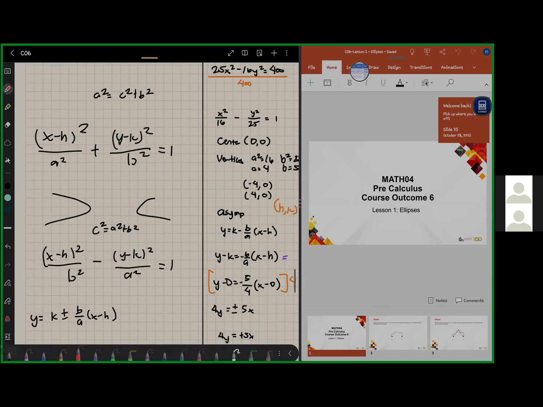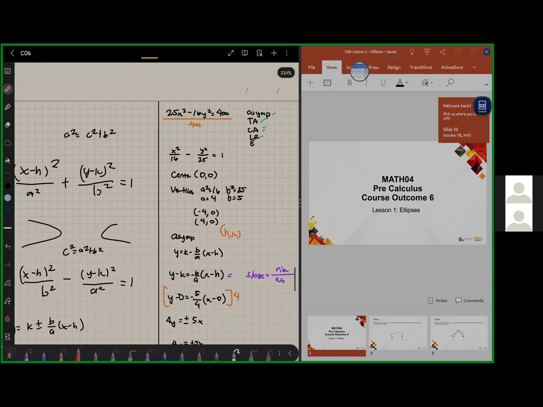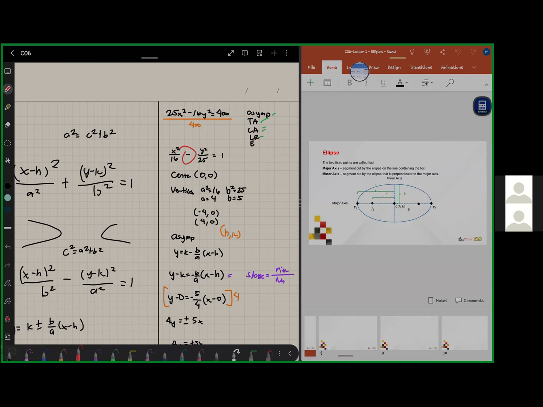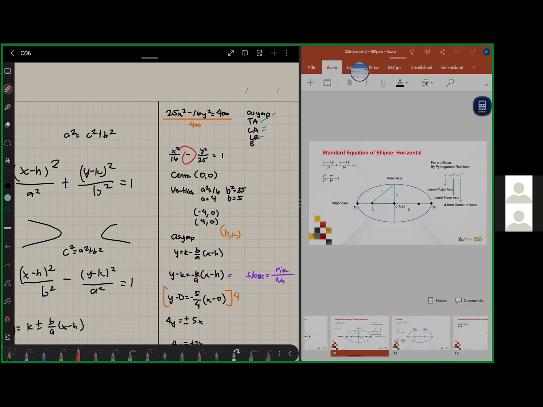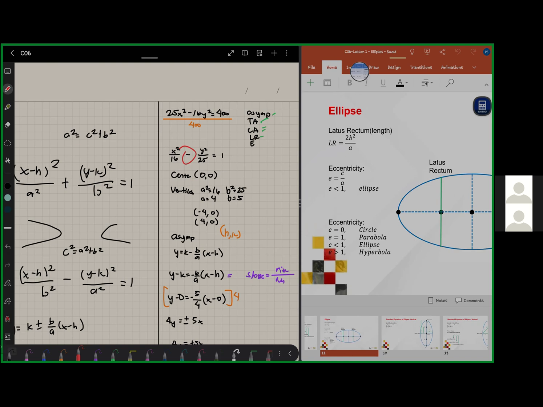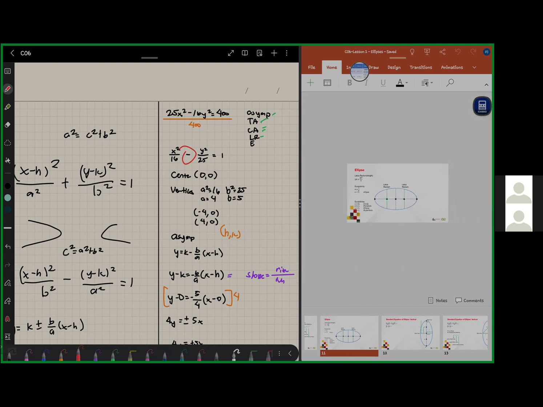Here, negative naman, yung standard form natin for parabolas. So again, same lang naman, major axis, minor axis. Please remember that the major axis for the ellipse is the longer side, while the minor axis is the shorter side. So here is the connection between a, b, and c if we get the Pythagorean relations of them. Eccentricity is equal to 0 if it's a circle. It is equal to 1 if it's a parabola, less than 1 if it's an ellipse, and greater than 1 if it's a hyperbola.